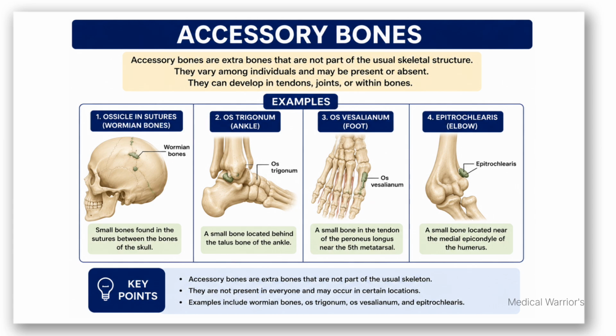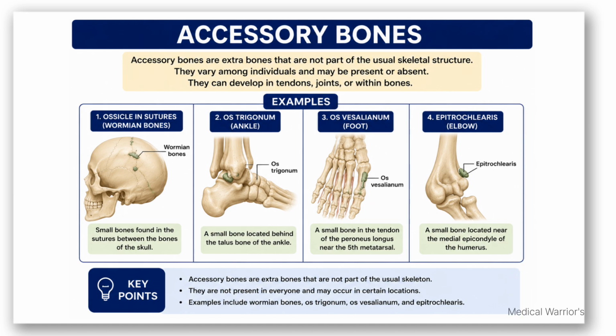The small bone located behind the talus bone of the ankle. Third one is os vesalianum, the small bone in the tendon of the peroneus longus near the fifth metatarsal. Then the fourth one is epitrochlearis, a small bone located near the medial condyle of the humerus.